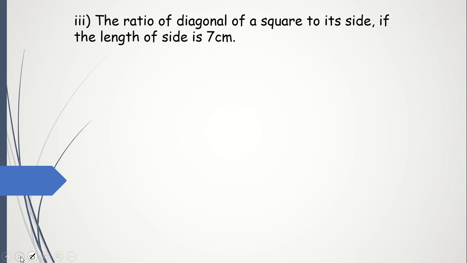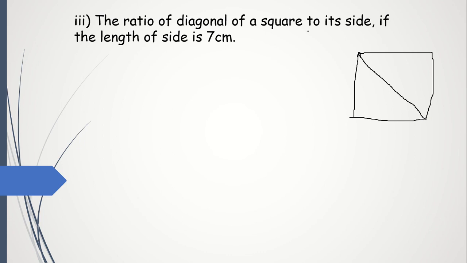Next, the ratio of diagonal of a square. Now what is meant by a diagonal? This is a square. A segment joining the opposite vertices. Each point is called a vertex, and if there are more than one, they are called vertices. Then a line segment joining opposite vertices is called a diagonal.